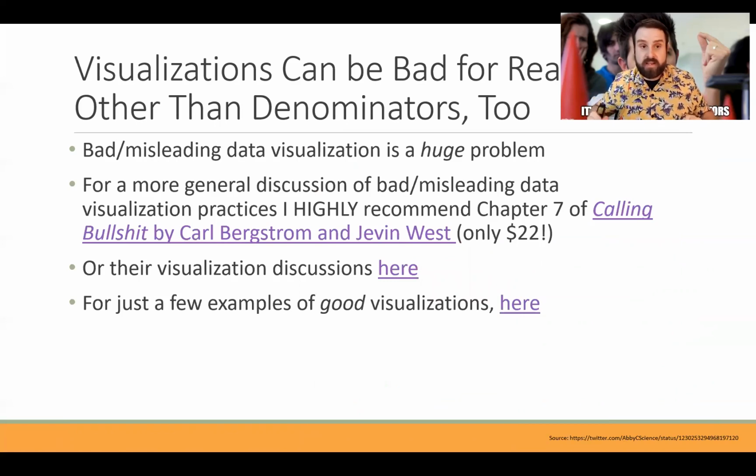Unfortunately, we don't have time to get into it here, but bad and misleading data visualizations are a huge problem. And if you're more interested in learning how you can make sure that you don't get taken for a ride by one of these, that you can recognize when somebody is misleading you, and that you don't accidentally mislead others, I highly recommend Chapter 7 of a book called Calling Bullshit. It's only $22 on Amazon. It just came out this year. It's a phenomenal book. I really, really recommend it. You can also, for free, go to their website and look at some of their discussions of visualizations here.